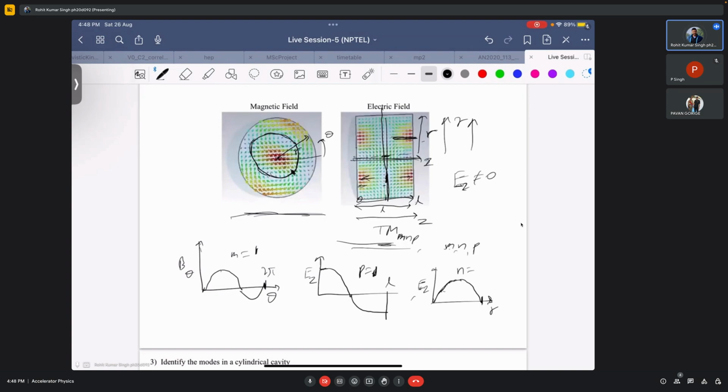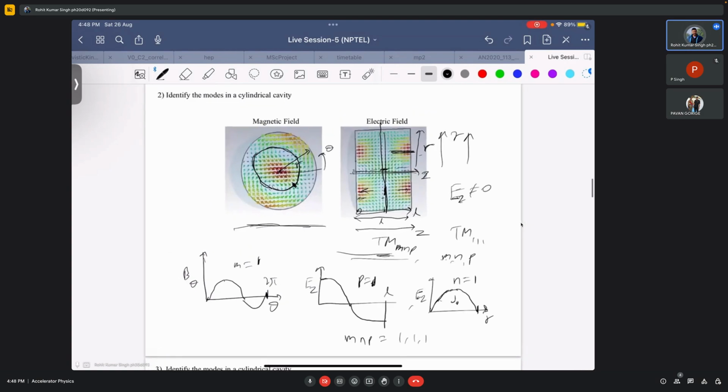So here n is 1, we have only 1 zero, and this is the Bessel function, this is j1 that we are seeing. Okay, so then what we find is that m, n and p are 1 1 1, so this is TM 1 1 1, right? So this way you can figure out what kind of mode this is from the field lines.